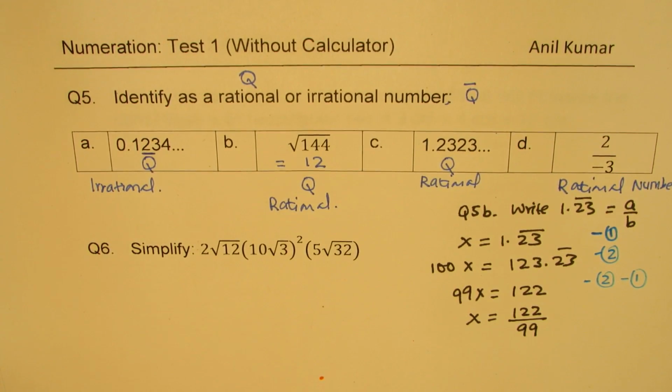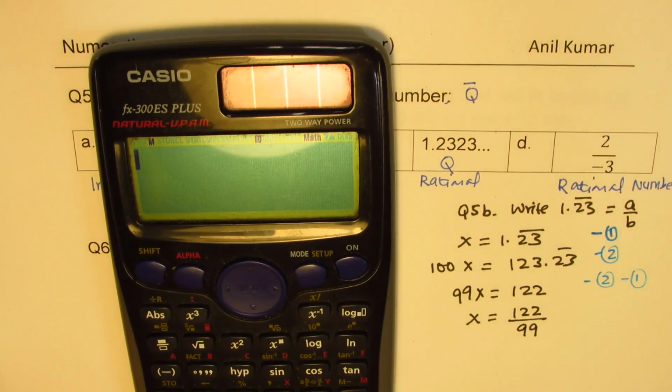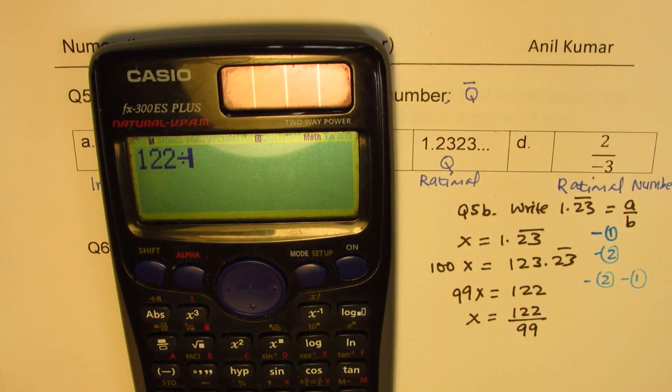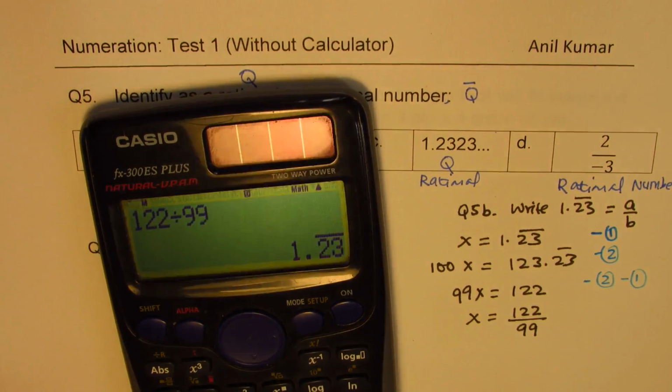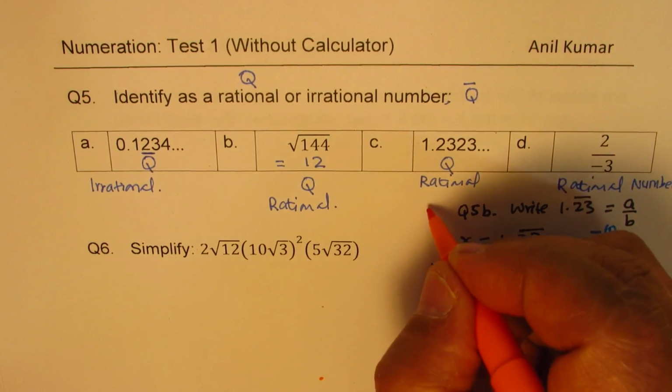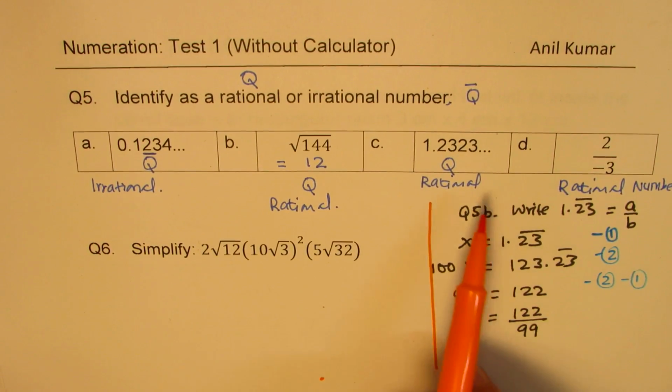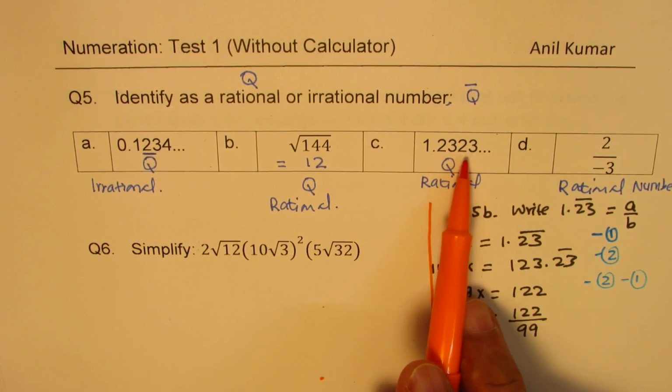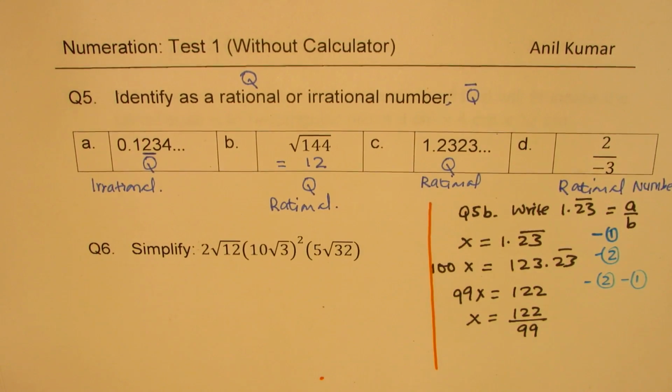Now just to verify, let's use a calculator only to verify. So 122 divided by 99 actually gives you in decimals 1.23 recurring. Do you see that? So this is a rational number, and that is the way of writing repeated decimal numbers as a rational number. Clear? Okay.